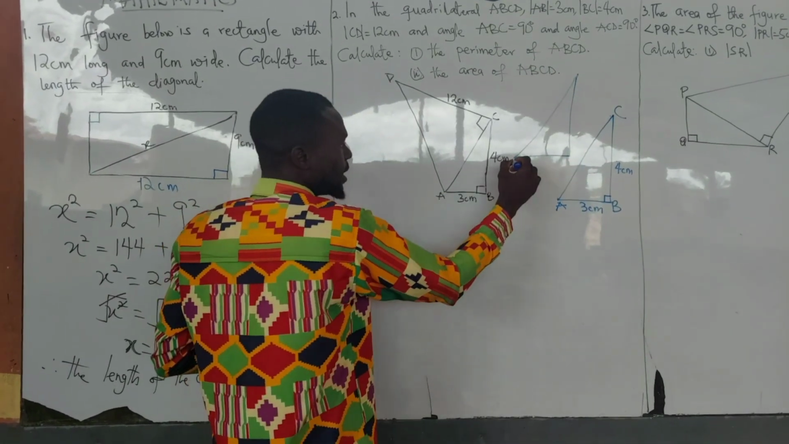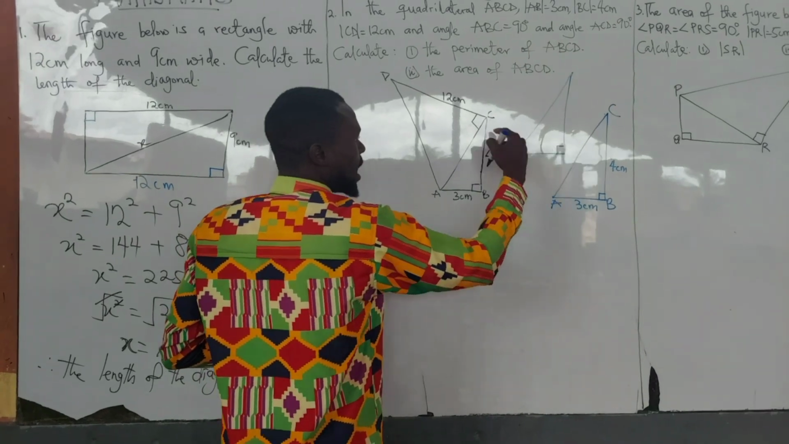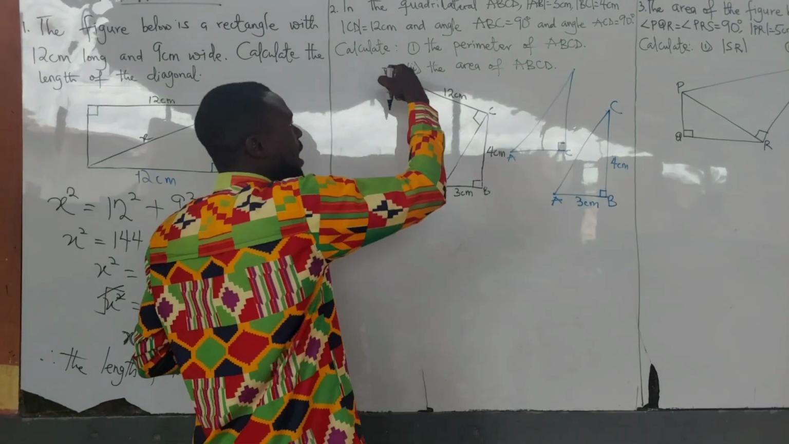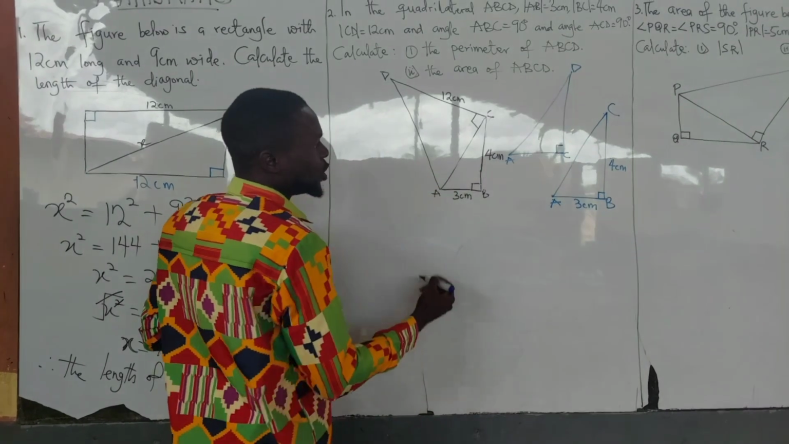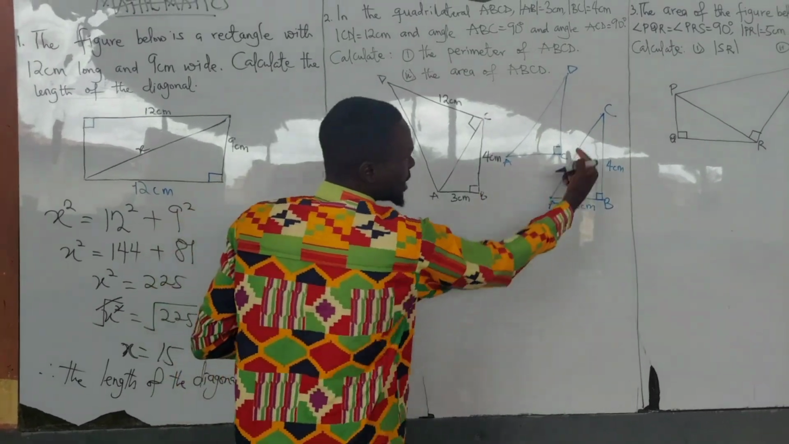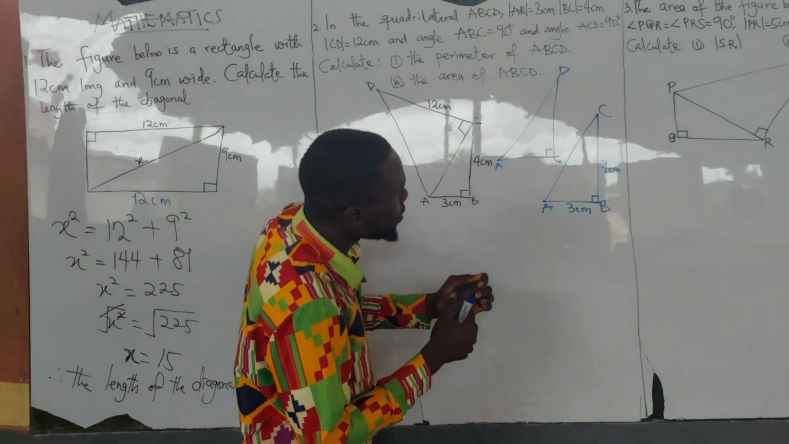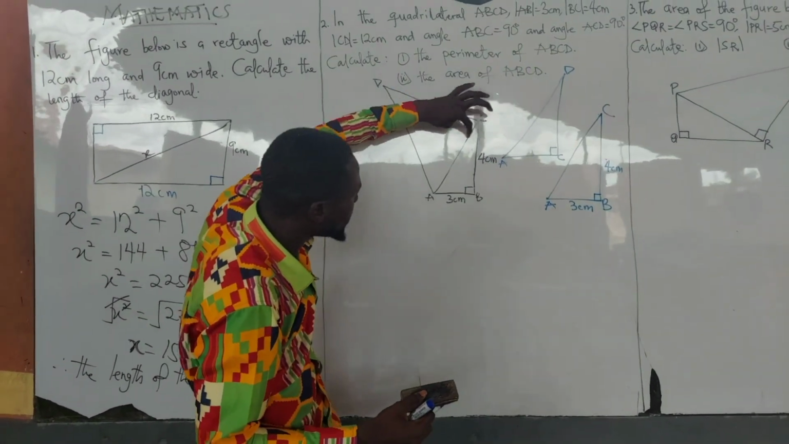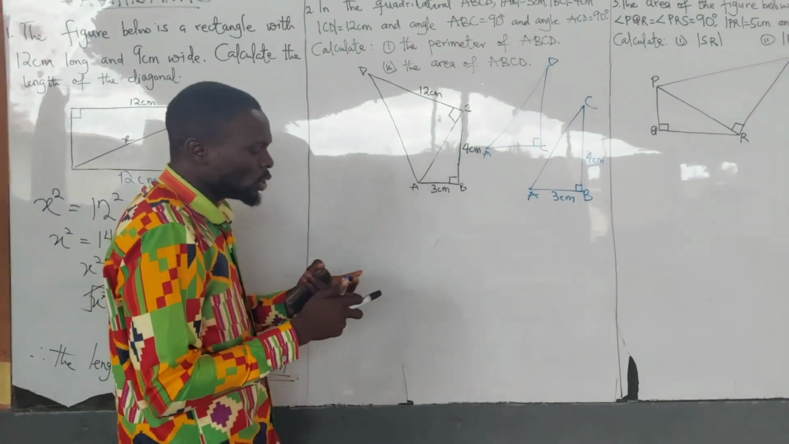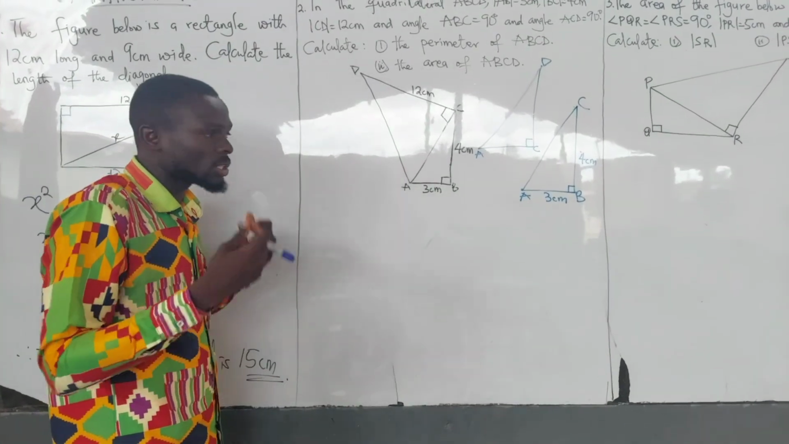Now if I also want this one, I am going to get it like this. So I have A, and I have here C, and I have here D. So this is AC. This is AC. So with this right angle triangle, let's solve for AC, the length of this. I'm going to use the Pythagoras theorem.